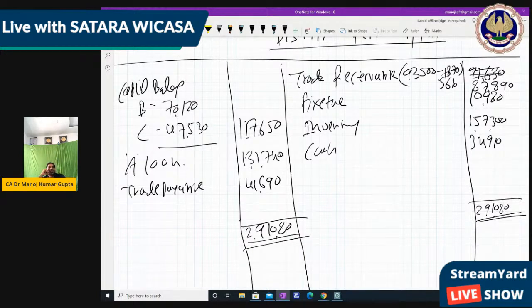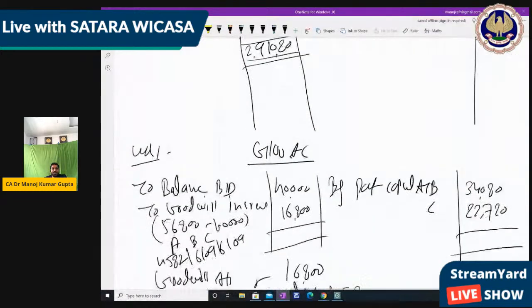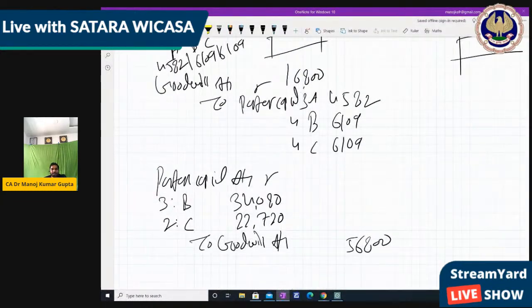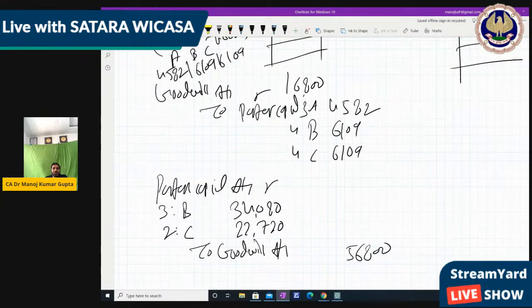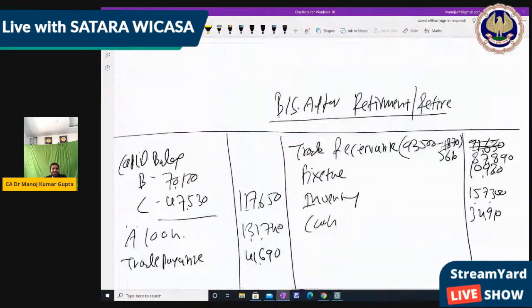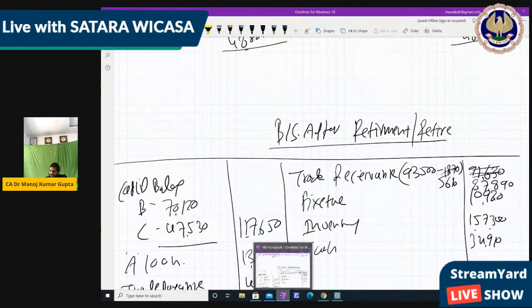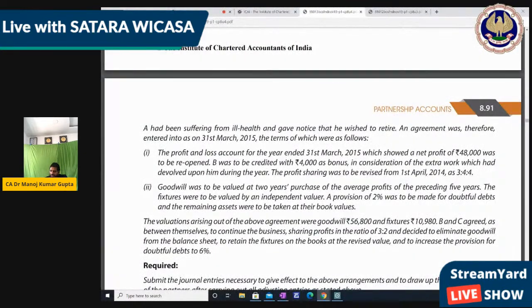Okay, friends. So we have made the balance sheet also as an extra, but we had not passed the journal entries. You can pass the journal entries also: A's capital transferred to A's loan, that is 131,740. The revaluation and the adjustment for the profit also you should pass the entry for, right? And for goodwill we had already passed, right? So this is your balance sheet. They did not ask for it, but still we prepared it.